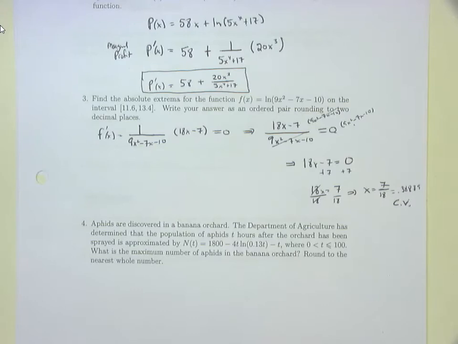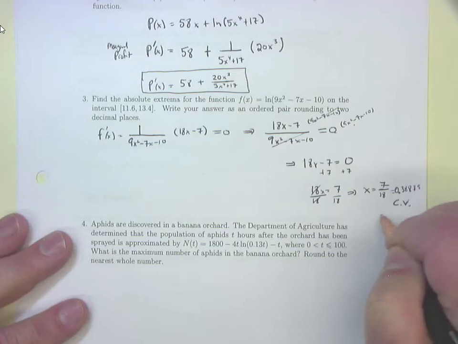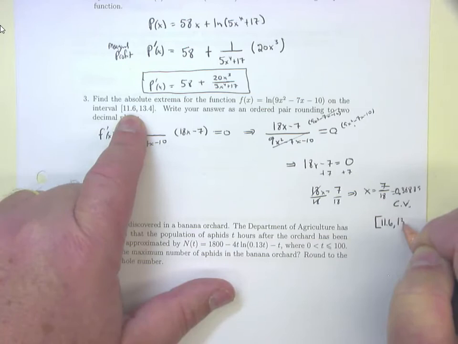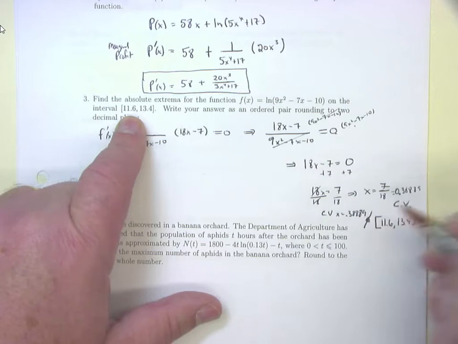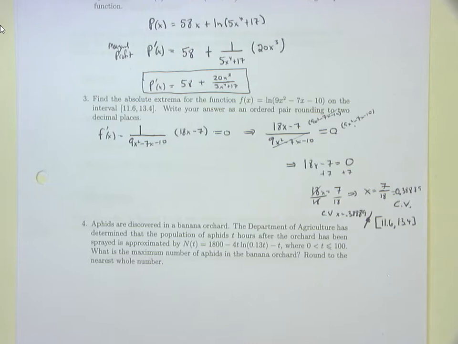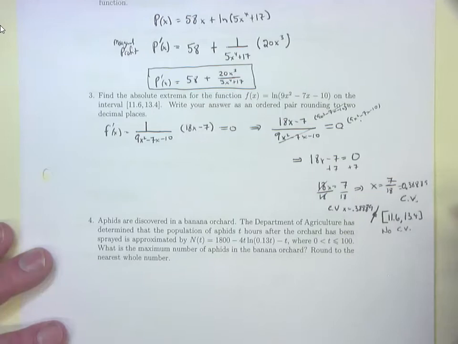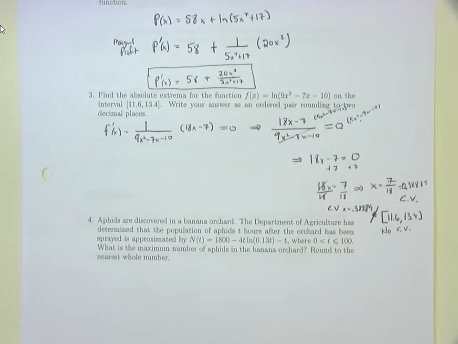However, the critical value has got to be inside your interval. What was my interval? This is 0.3889. The interval that I was given was between 11.6 and 13.4. Does that make sense? Your critical value of x being equal to 0.3889 is, this is an element with a slash through it, not inside this interval. So since the critical value is not inside the interval, you actually have no critical values for this problem. You had one, but it's not inside the interval, so you can discard it. You only care about numbers between 11.6 and 13.4.